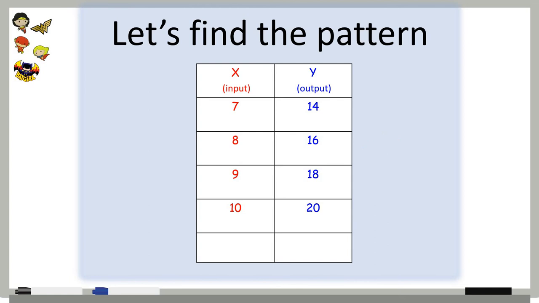I know that I could also do times 2. So if I multiply by 2, that gives me 14. Let's try with 8. 8 times 2 does give me 16. So try with the next one. 9 times 2 does give me 18. And 10 times 2 does give me 20. So I know here that my pattern is going to be my x value times 2.